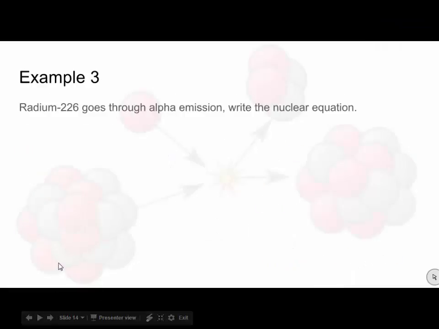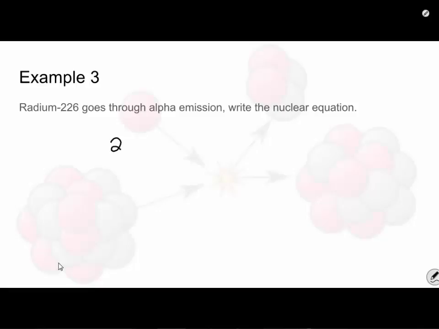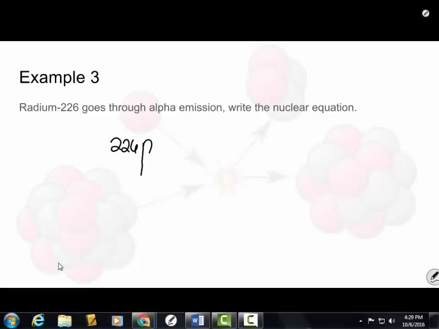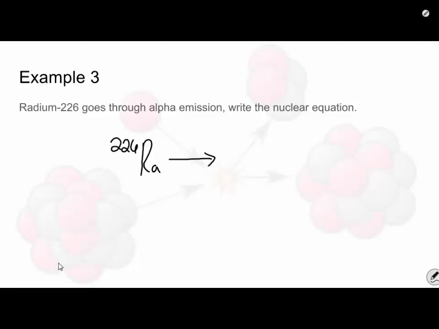Let's do 2 more examples. So we have radium-226, and it's going to go through alpha emission. We want to write the nuclear equation. So this time we've got to write the whole equation ourselves. So we know radium we're starting with, so 226 Ra, and we need to use our periodic table to get the bottom number for our atomic number. So radium is 88. And it says we're going to go through alpha emission, so we want to write our alpha particle. So 4 over 2, you could do He, I'm going to use the alpha symbol.